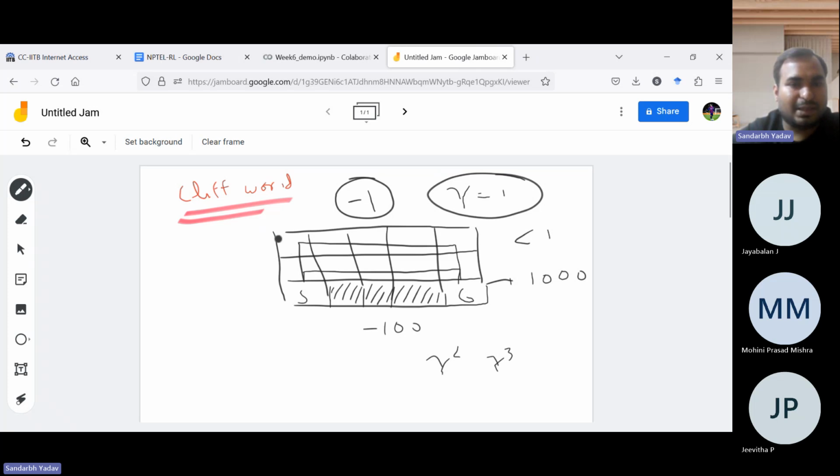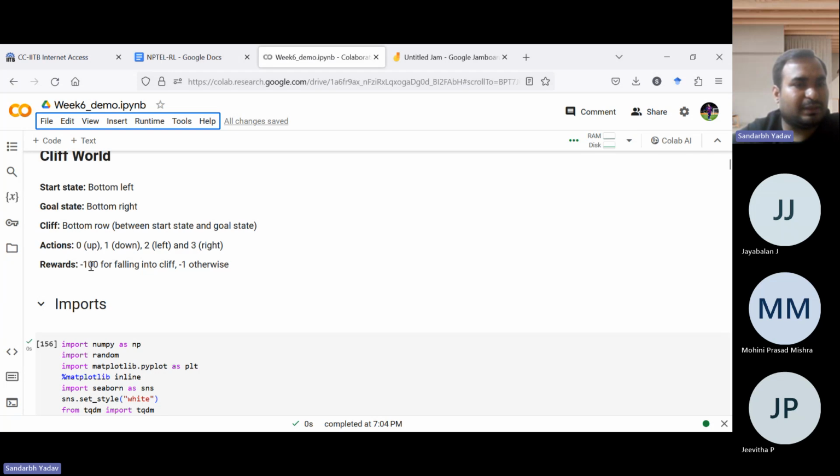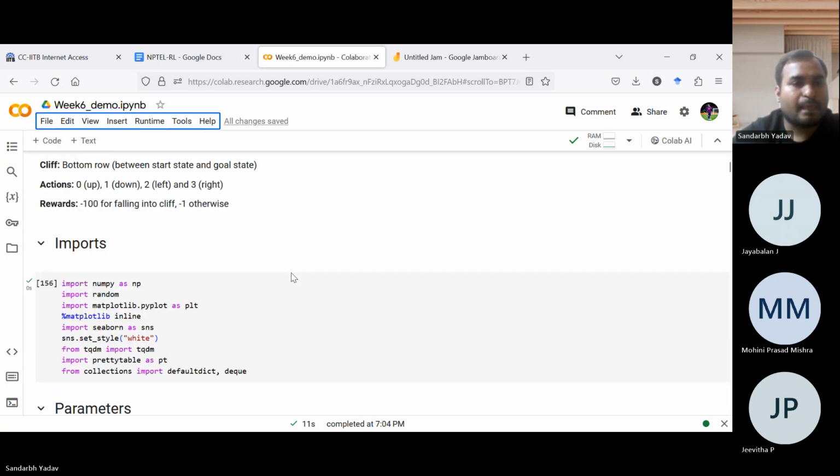If you are in the uppermost row and you try to move up, then you will stay in that cell only. That thing is also coded here. And the rewards are the same. We have used this encoding: 0 for up, 1 for down, 2 for left, and 3 for right. So these are the encodings which we have used to represent the 4 actions. And -100 for falling into the cliff, otherwise -1 for all other transitions.